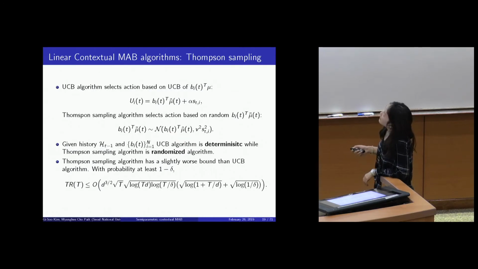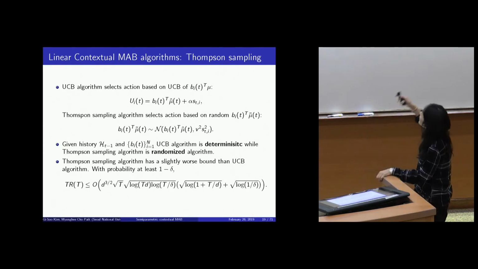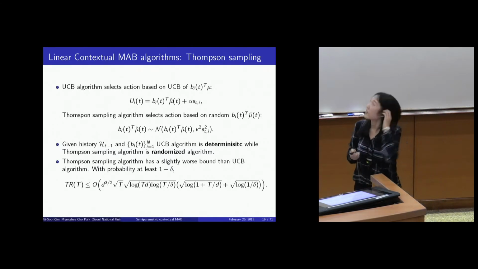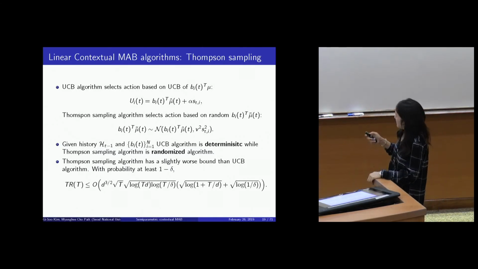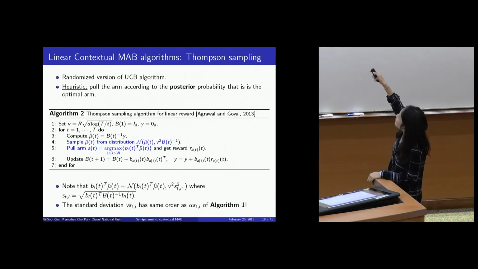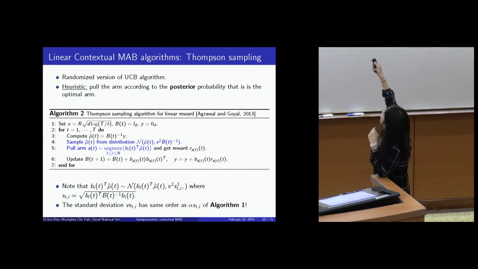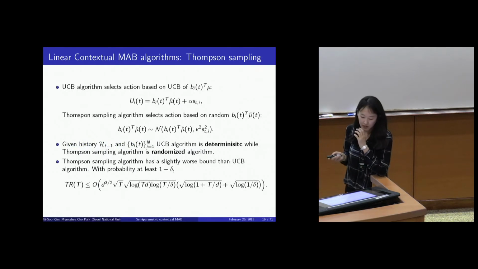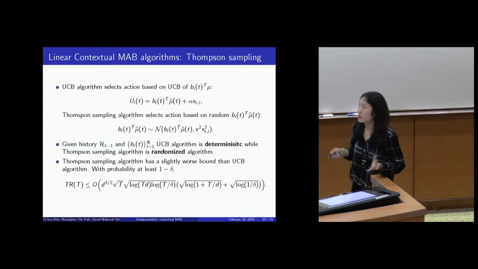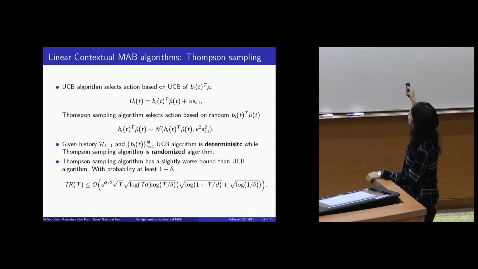So UCB and Thompson sampling algorithm are very closely related. The main difference is just that the UCB is deterministic, while the Thompson sampling algorithm is randomized. And to derive this posterior distribution, we just put a Gaussian prior on mu, and also we assume that the reward given mu is Gaussian as well. However, Agrawal and Goyal show that these Gaussian assumptions are not necessary to proving this regret bound.